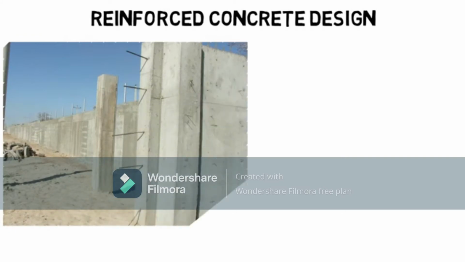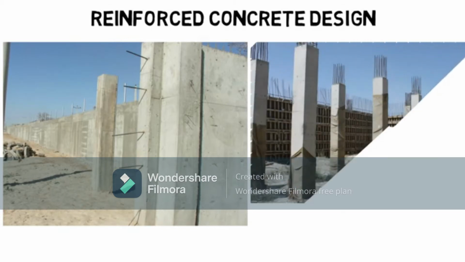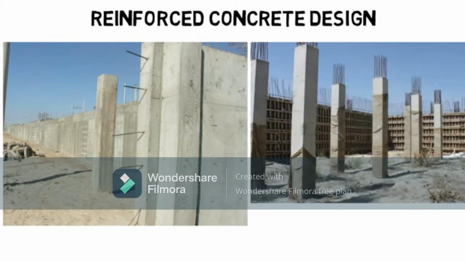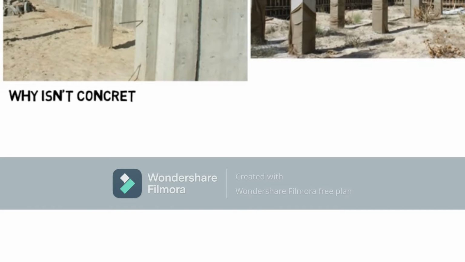In concrete structures, they reinforce it by putting steel beams in the concrete. We can't see those beams, but here, before construction is done, you can see them sticking out. Or you can see a lot of them on these unfinished columns. So why do they do this? Why isn't concrete good enough?